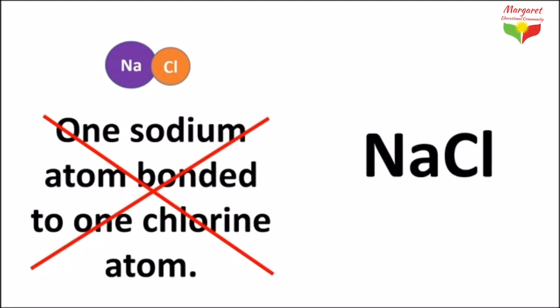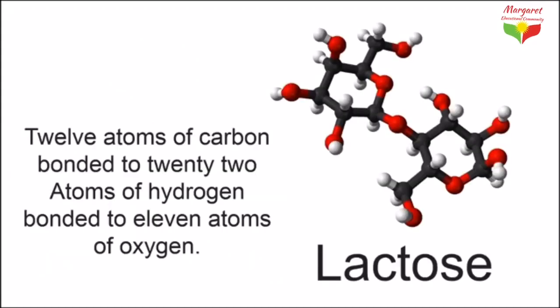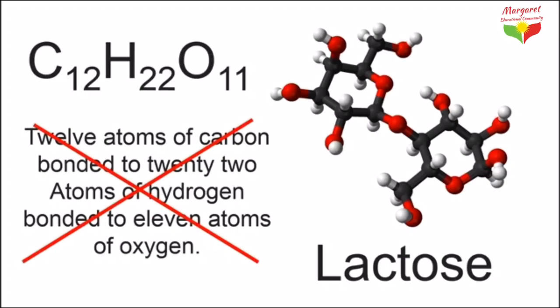Let's look at a larger example. Lactose: 12 atoms of carbon bonded to 22 atoms of hydrogen, bonded to 11 atoms of oxygen, or C12H22O11. It's easy to see why, when looking at a large molecule, the scientists decided to come up with formulas. When working with bigger formulas, it's an extremely useful tool.